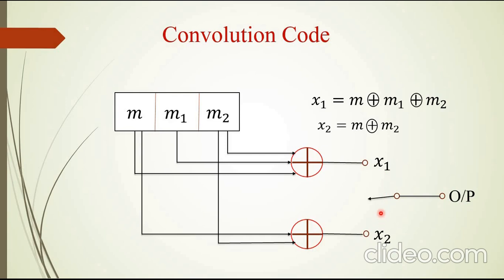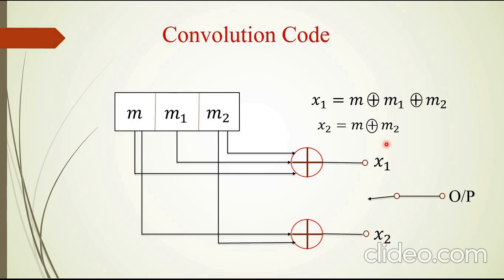Now, if I say it is x1, which is the algebraic sum of all bits, then I need to add all bits with an adder. And for this x2, if I say only this first bit and this last bit are getting added, then x2 is the algebraic sum of m and m2.